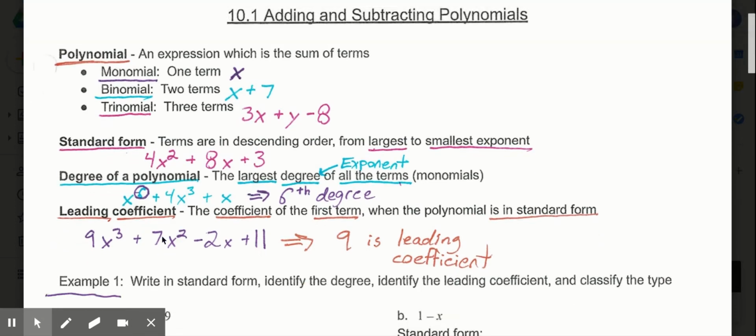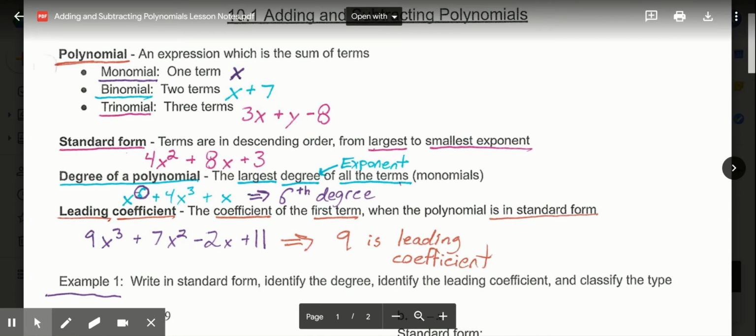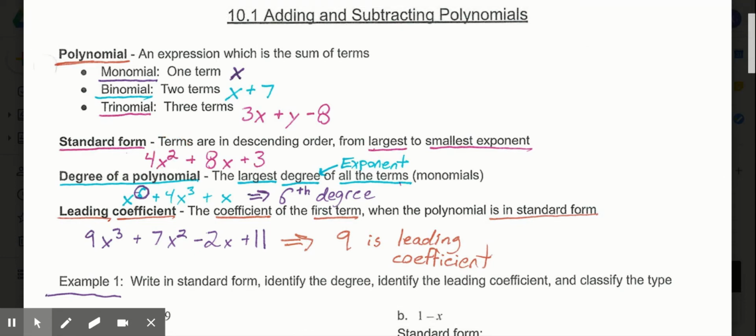Then we have the following 3 vocab pieces: standard form, degree of a polynomial, and leading coefficient. So the first one, standard form, is when a polynomial is written where the terms are in descending order from the largest to the smallest exponent. So we're looking at our exponent values here, and you want to order them largest to smallest.